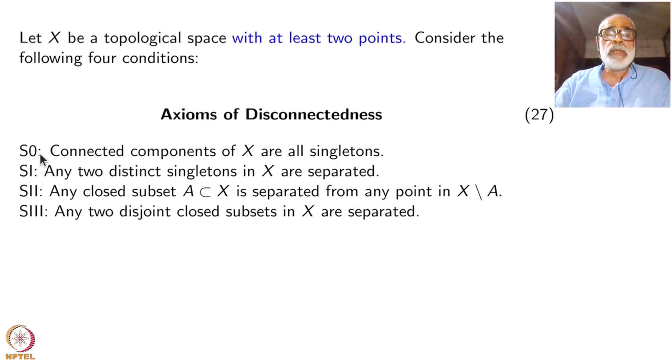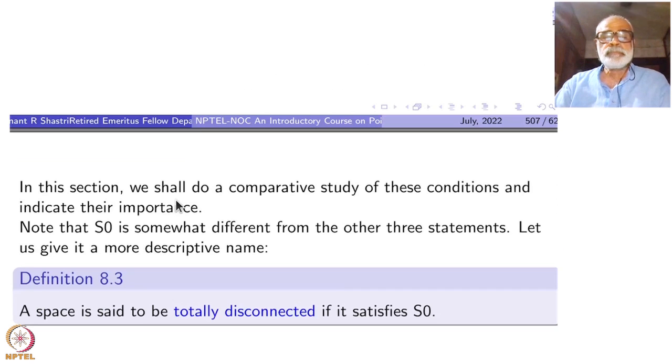Okay, so S0, S1, S2, S3, you can see that these three things are one stronger than the other. But this S0 seems to be not in this list. Why should it? This is the odd man out. It looks like it, but this is the one which connects the connectivity with these properties. In this section, we shall do a comparative study of these four conditions and indicate their importance.